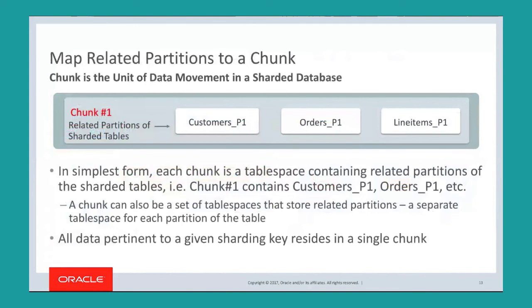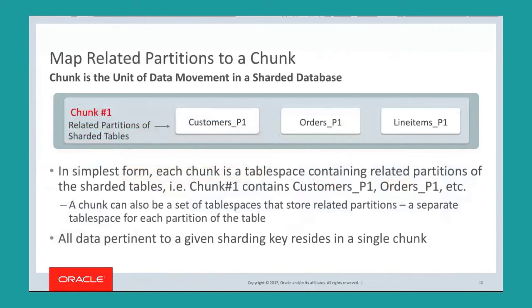Okay. Now, a DBA can create these 3 partitions on 3 different table spaces as well. In that case, the table space that's hosting customers P1, the table space that's hosting orders P1, and the table space that's hosting line items P1, those 3 table spaces are logically mapped to what's called one chunk. Okay? So in its simplest form, a chunk is nothing but a table space. But in cases like this, where you want to have separate table spaces for separate partitions, those 3 table spaces are mapped to a chunk. Chunk is our unit of data movement.